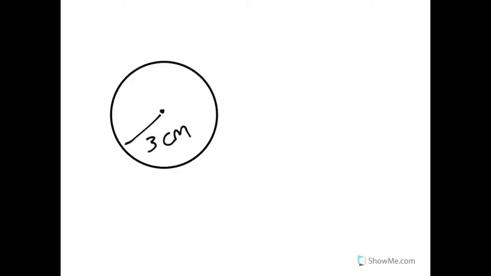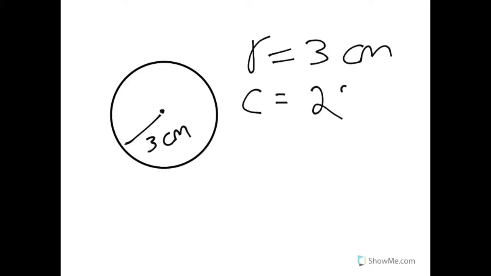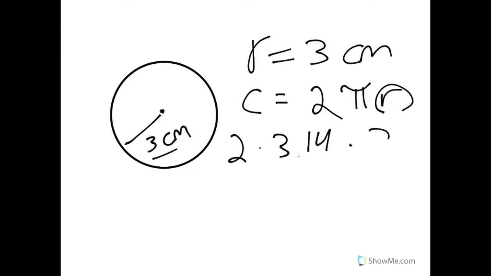Let's try another one. I have a different circle for us. In this case, they've only given us the radius, which is 3 centimeters. It only goes halfway across. It doesn't go all the way through the circle, so it's a radius. I know that circumference equals 2 pi r. So let's fill in the blanks: 2 times 3.14 times r, which is our radius, which is 3.